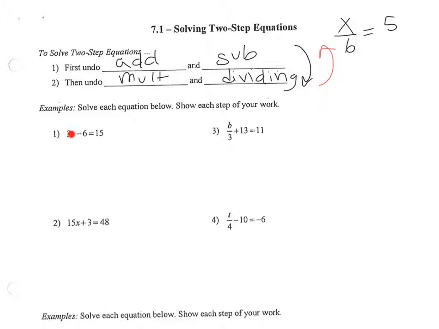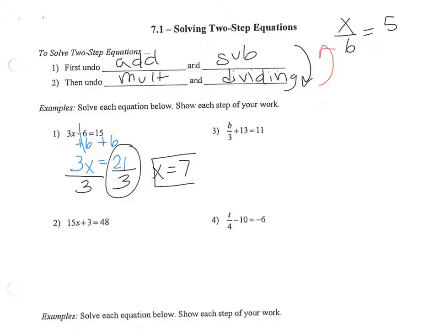this is 3 times x minus 6. So I need to get rid of this negative 6 first, so I need to add and subtract first. So I'm going to add 6 to this side and this side. These cancel out. Now you have 3x equals 21, because 15 and 6 is 21. The next step is to divide both sides by 3. So 21 divided by 3 is 7. So my answer is 7.